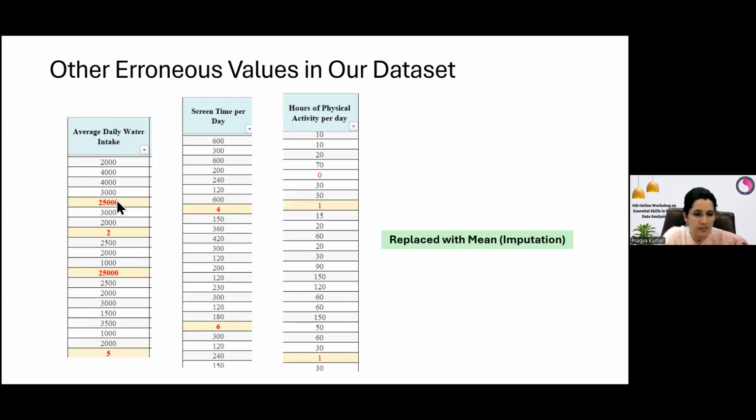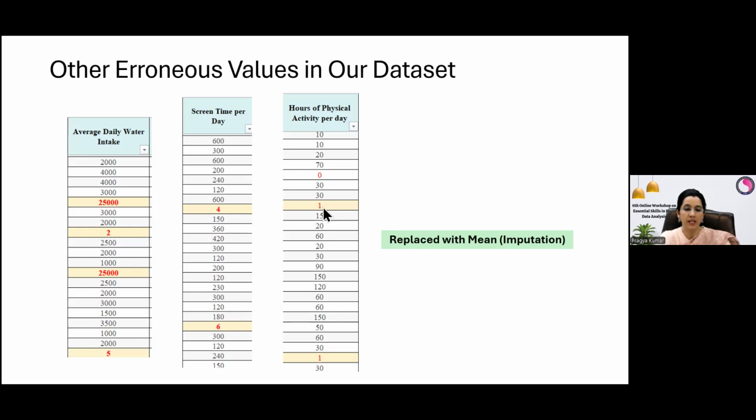There were other erroneous values in the data set, like average daily water intake. Because we asked in ml, one person has entered 25,000 and one person has entered 2. So again, you can replace this with the mean. You cannot assume that this is 2 liters. I know that this is 2 liters, but the way to deal with this missing data is to replace it with the mean. Again, screen time, we have asked in minutes, and that person has written 4 and 6. So you can replace this with the mean.